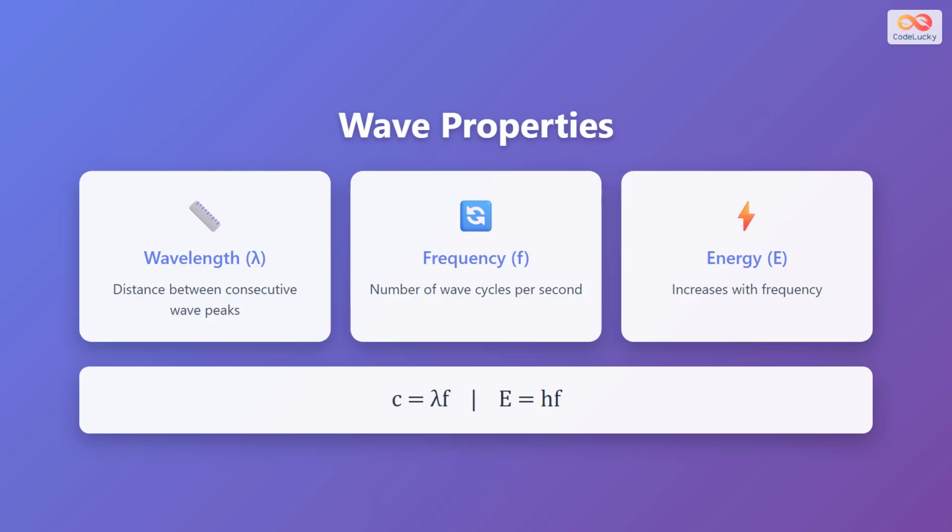These properties are mathematically related. The speed of light equals wavelength times frequency, and energy equals Planck's constant times frequency. Understanding these relationships is crucial for understanding how different types of electromagnetic radiation behave.